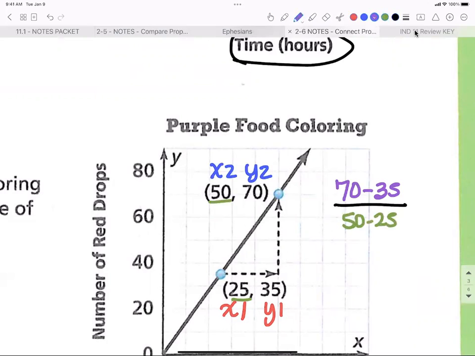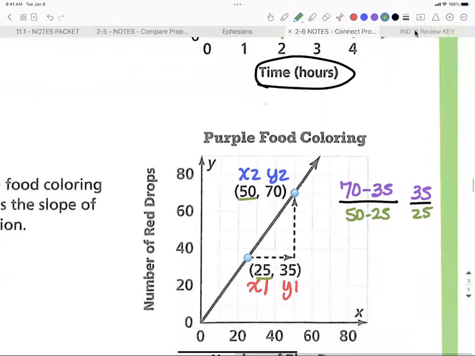And we could reduce the top. 70 minus 35 is 35. And 50 minus 25 is 25. And then we always reduce a fraction if you can. So our final answer here would be 7 over 5. Okay? 7 over 5. That is known as the slope, also called the rate of change. Okay? Also called the constant of proportionality. Most of the time you'll hear it called slope or rate of change.